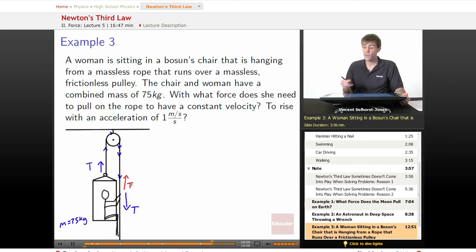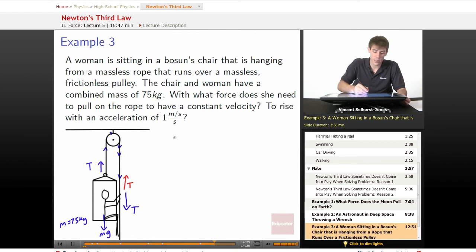So what's the total force that the woman's going to experience from the pull? She's going to experience 2T going up. What other forces are on her? Her weight, m times g. So her weight is m times g, and she's got 2T going up.